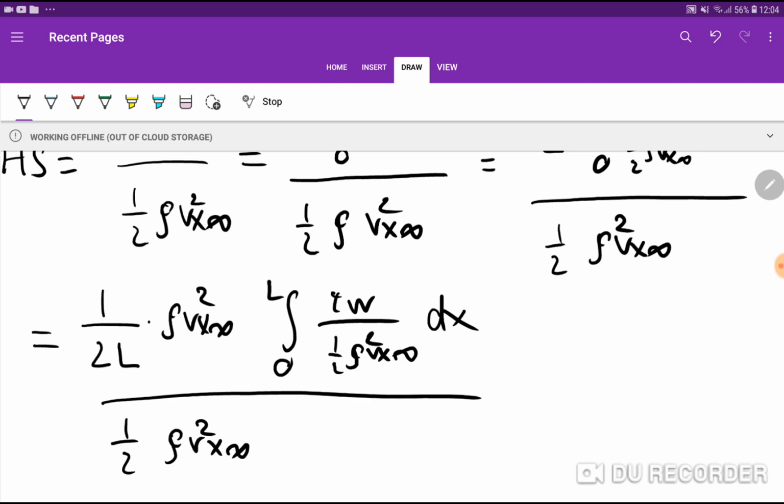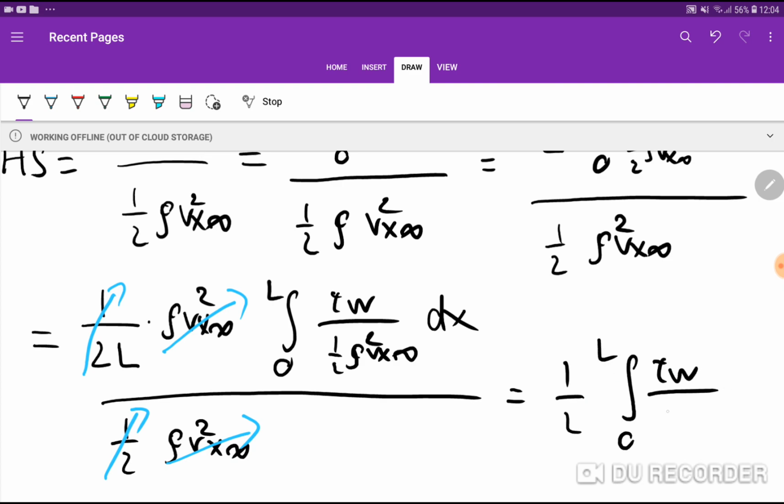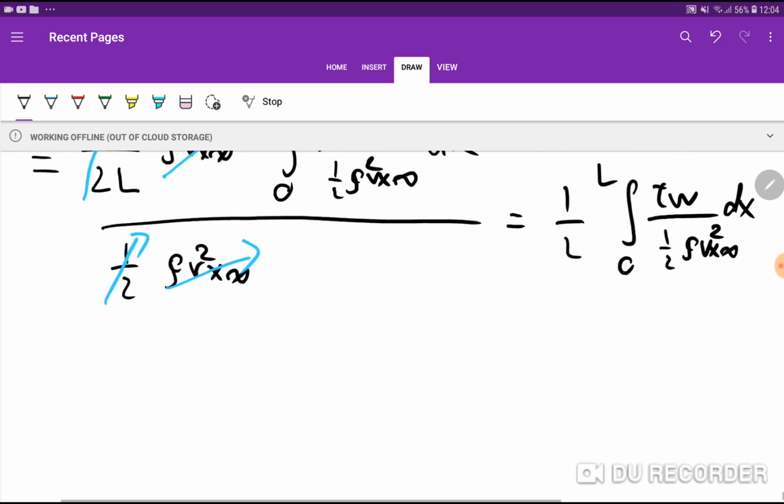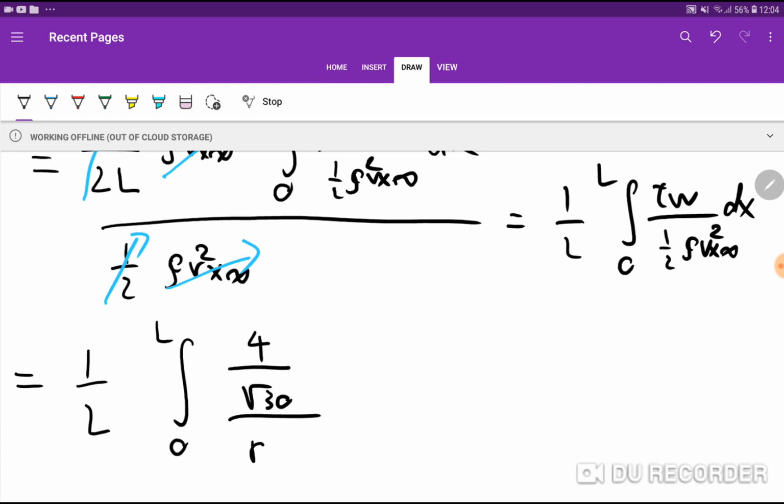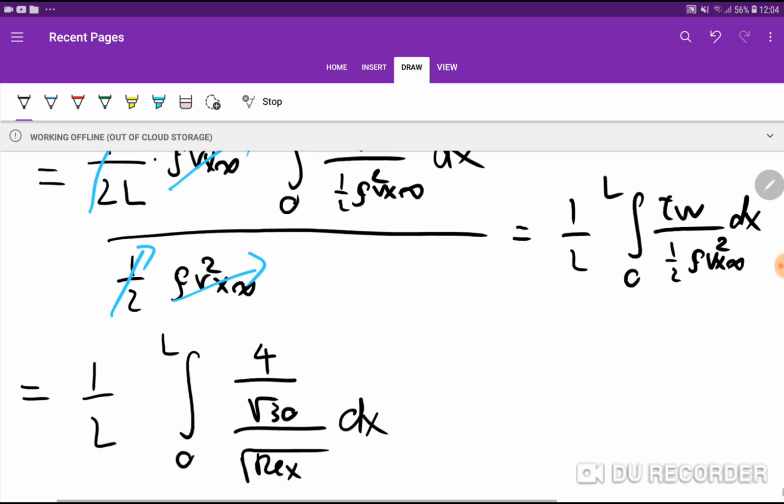Okay, let's see, can we clean this up? Yes, we can. We can cancel these guys out, 1/2 cancel out. So this becomes 1 over L integral from 0 to L of tau W over 1/2 rho Vx infinity square dx. Okay. So what have we arrived at in part B? Y'all recall that tau W over 1/2 rho Vx infinity square is actually 4 over square root 30 of Reynolds number square root, right? dx. Okay, do you agree with me?